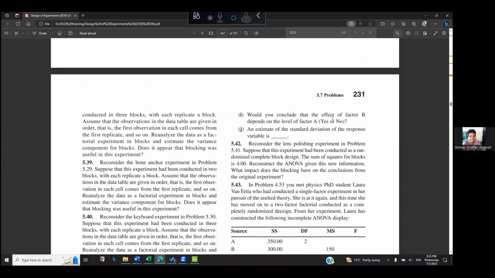Would you conclude that the effect of factor B depends on the level of factor A?